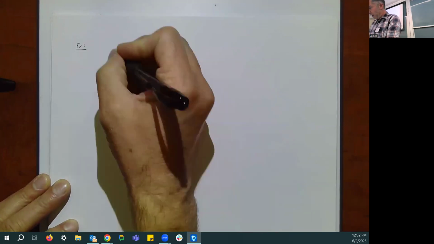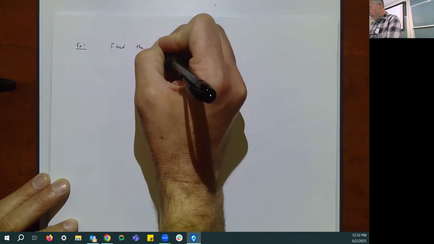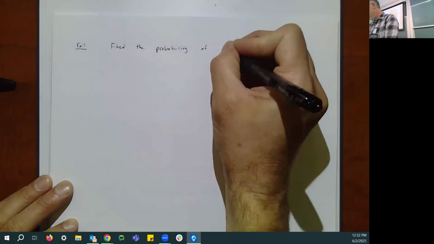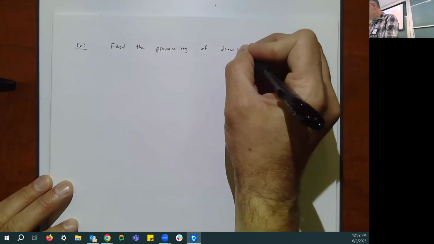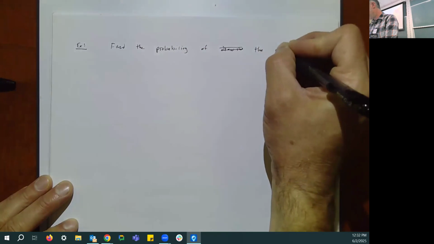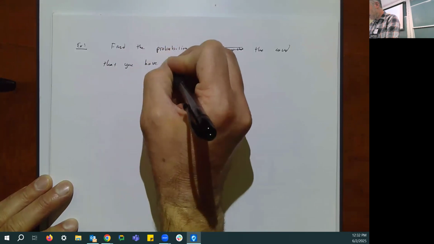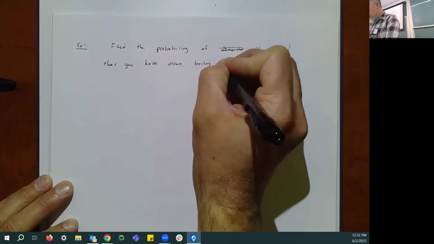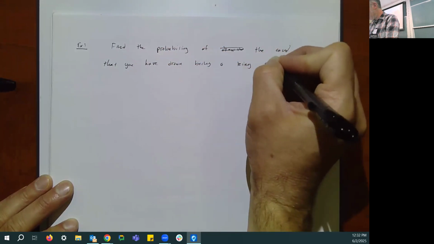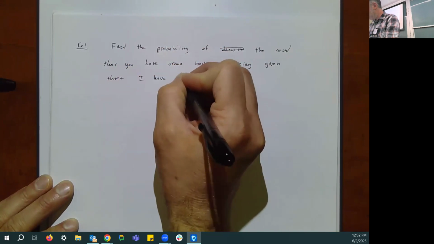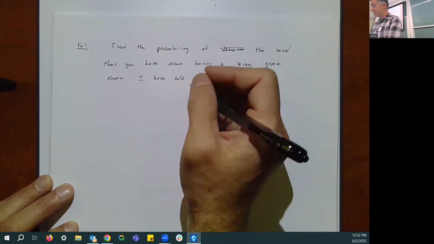Okay. So why don't you all try the following? We'll do this one together first, actually. So example: find the probability that the card you have drawn from a deck is a king, given that I've told you it's a club. Right, you drew a card, I looked at it and said it's a club. And now I'm asking you, what's the likelihood of it being a king?